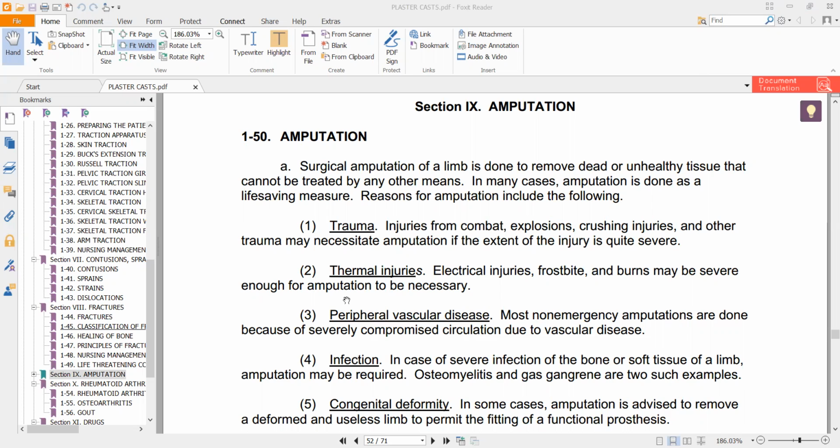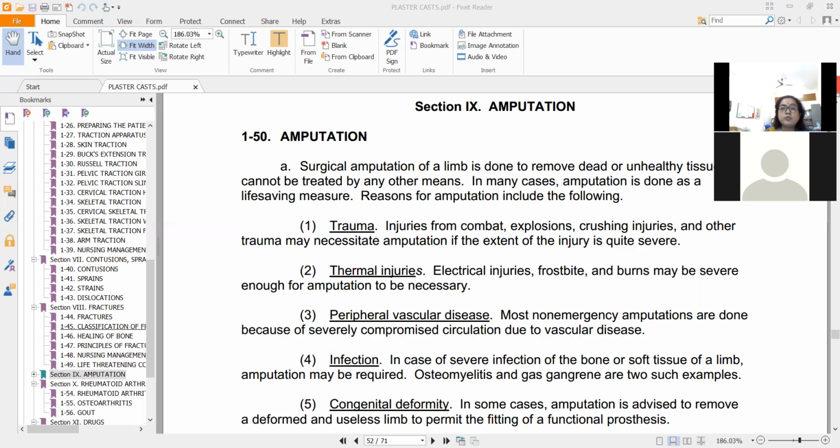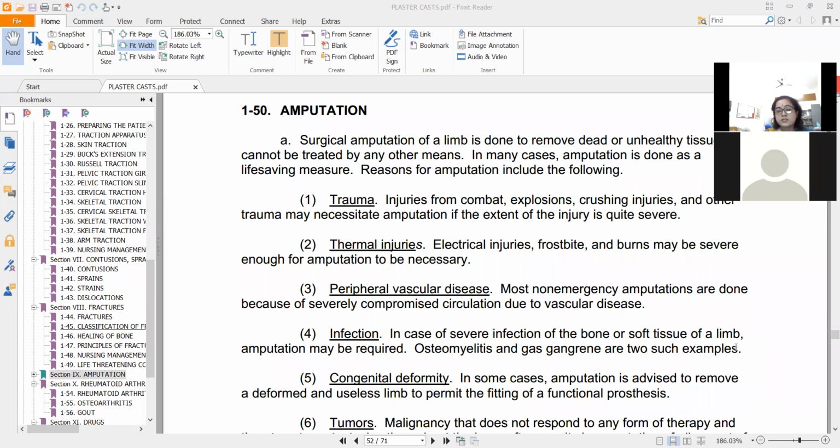Then it can be due to infection. In case of severe infection of the bone or soft tissue of a limb, amputation may be required. Then osteomyelitis and gas gangrene: these are the two important complications of the bones where amputation may sometimes be necessary.